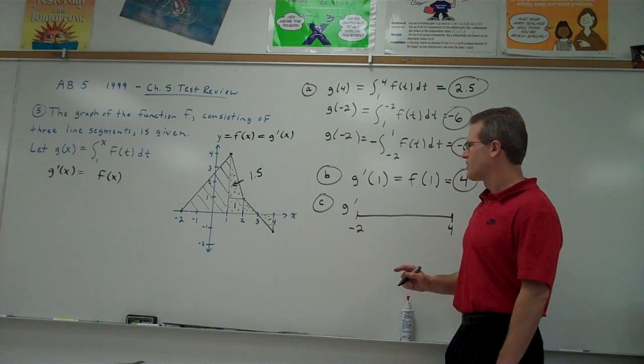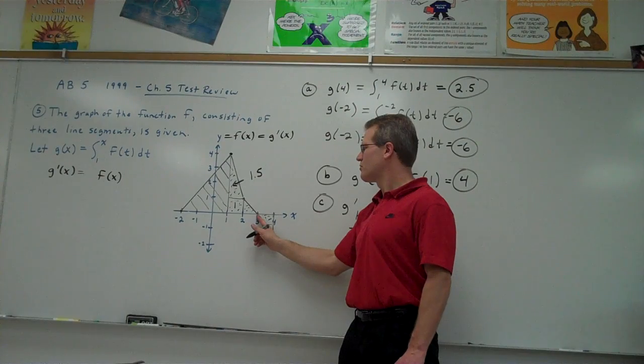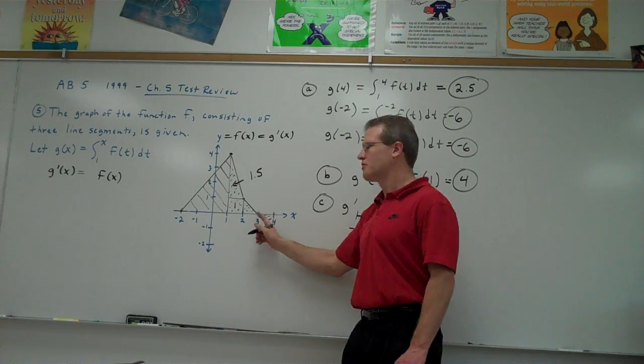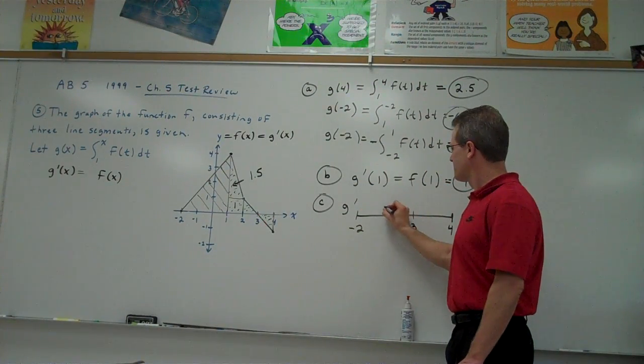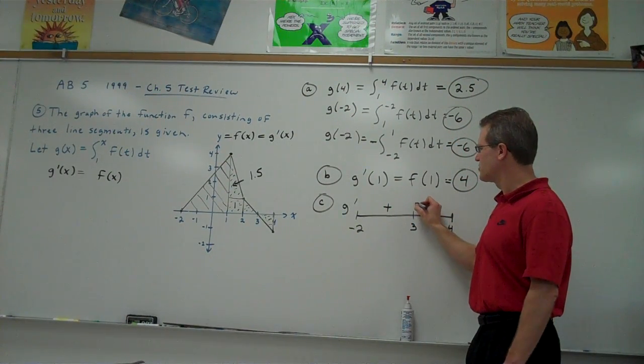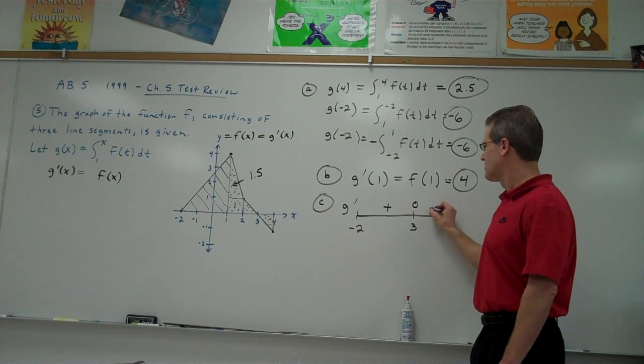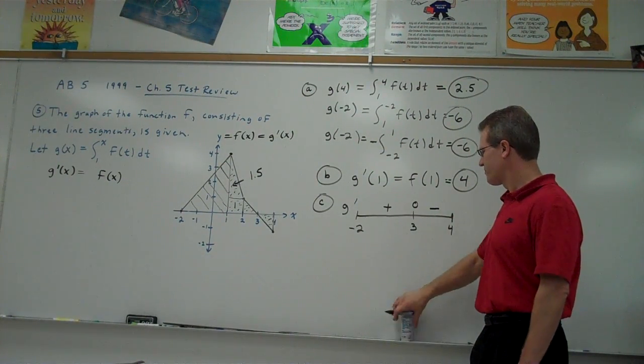So from -2 all the way to 3, what do we notice about the y coordinates? They're positive, right? So that means g prime is positive. At 3, the y coordinate is 0, so g prime is 0. Between 3 and 4, the y coordinate is negative. So the g prime is negative.